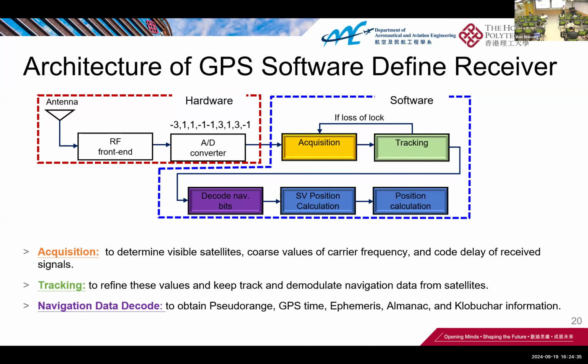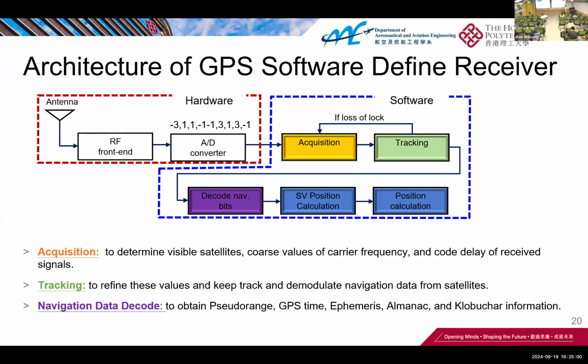So the carrier phase, the carrier frequency, is another measurement. We are going to mention this next week. This is used for real-time kinematic positioning. For today's lecture, we only use the code delay measurement to do single point positioning.